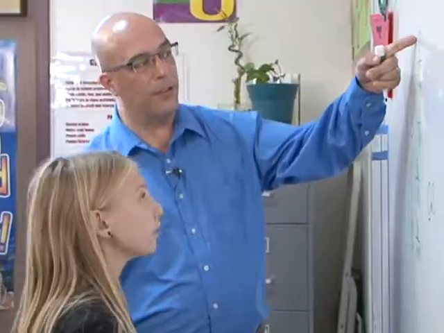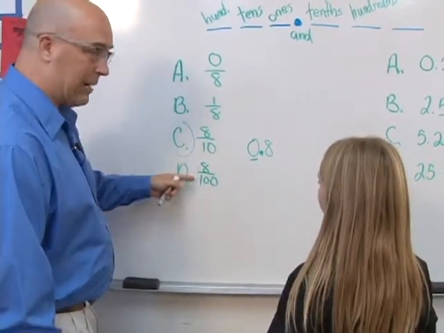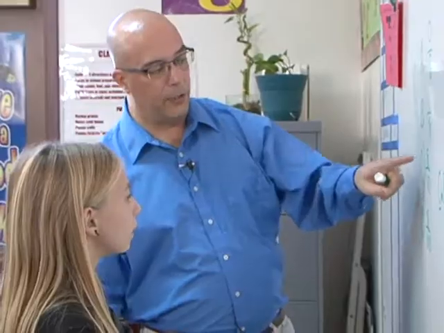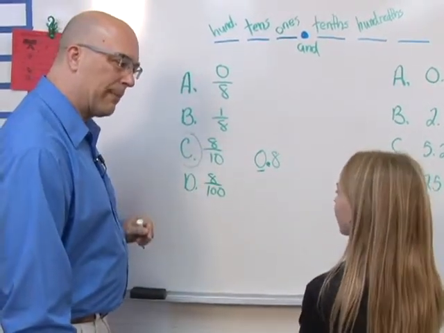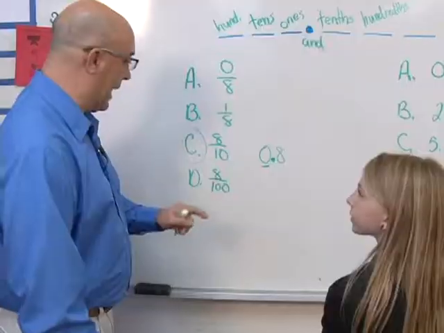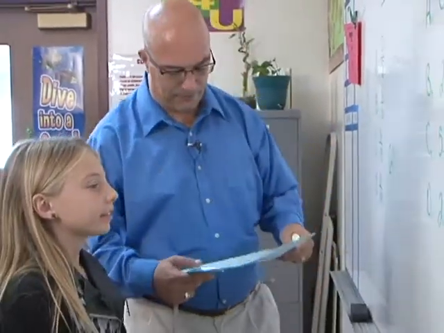So you read these correctly. You said 0 out of 8, 1 out of 8, 8 out of 10, and 8 out of 100. If you wanted to say this, instead of saying 8 out of 10, how else could you say it? 8 tenths. 8 tenths, perfect. How would you say this one instead of saying 8 out of 100? 8 hundredths. Perfect. We're ready to move on to the next one. Are you ready? Yes. Okay.